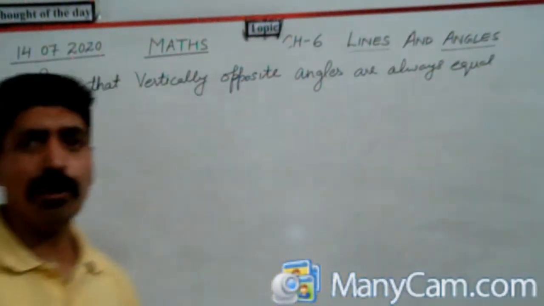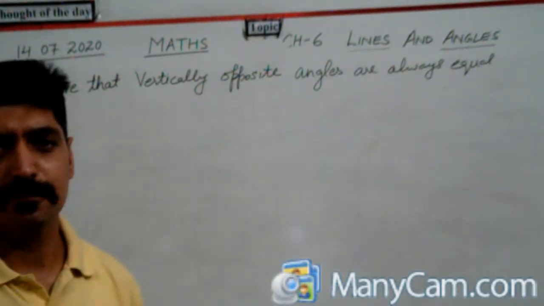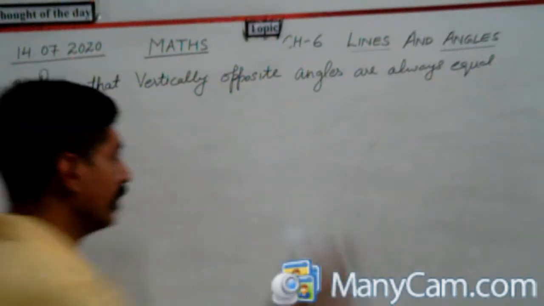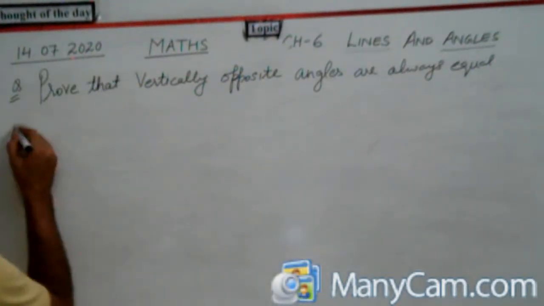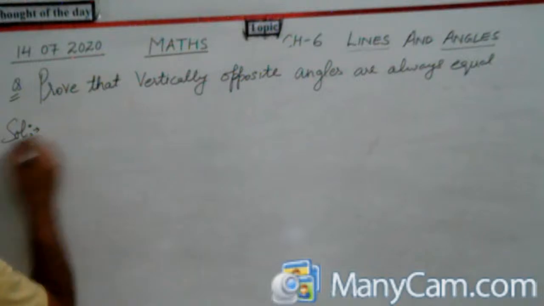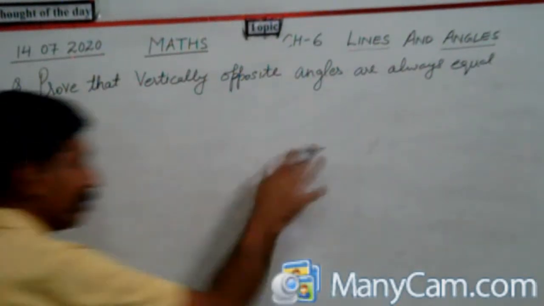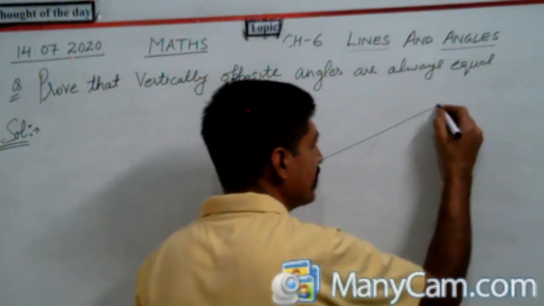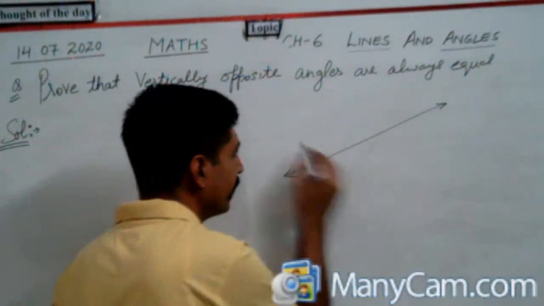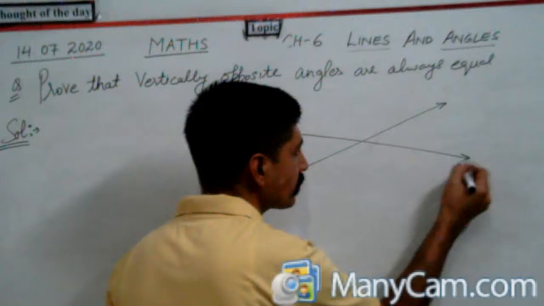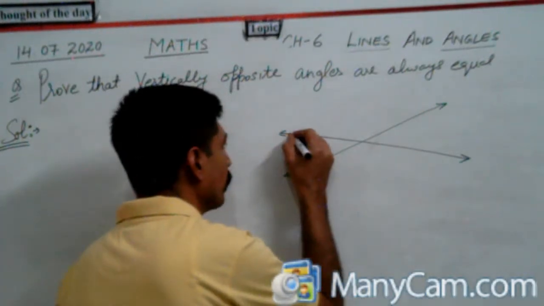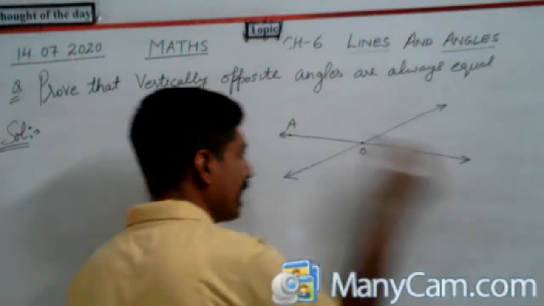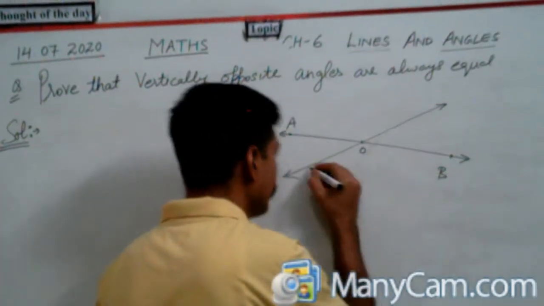Now it is a very small question of 2 or 3 steps, right? The diagram is very important. If we can draw the same diagram, its solution, its proof is how to solve it, how to prove it. The proof is: we can draw two intersecting lines, right? We can name this point O, and the lines A, B.